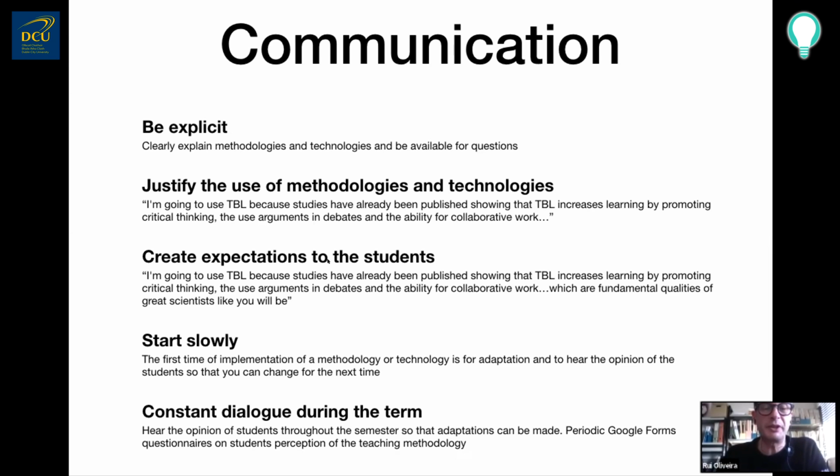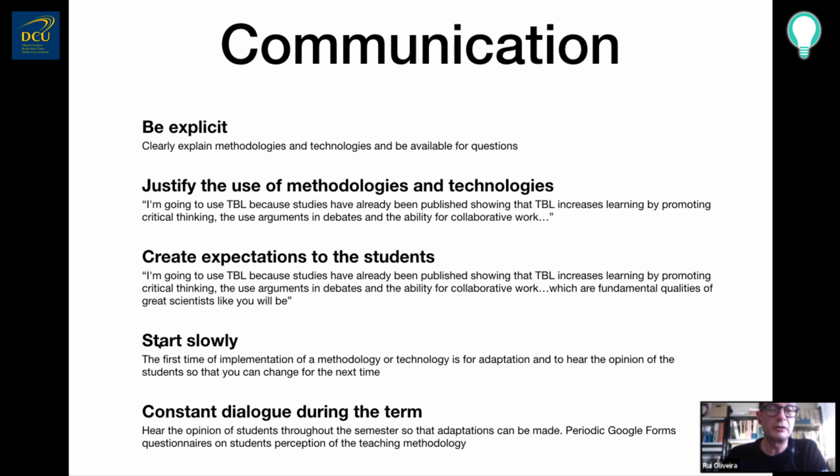I created expectations. I think this is very important. So to engage the students, I told them that if you do the TVL, you increase the ability for collaborative work, which would be a very important skill for their future as professionals, as scientists. So they could project themselves in the future doing things that they are doing during the classes.